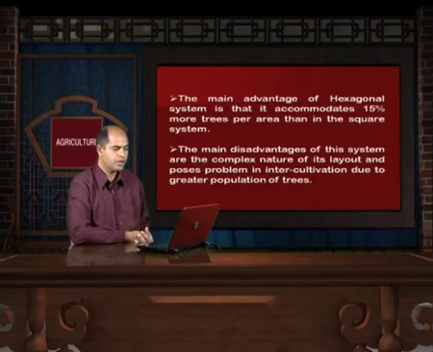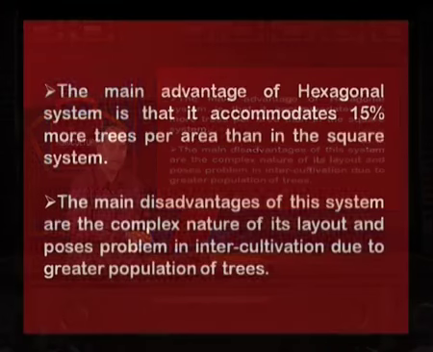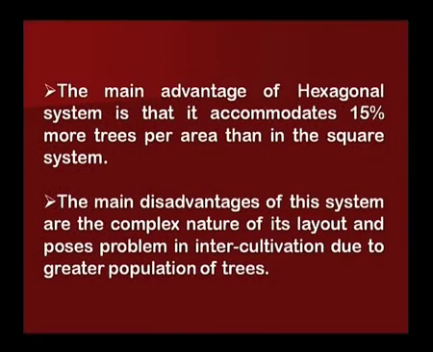The main advantage of the hexagonal system is that it accommodates 15% more trees per area than the square system. The main disadvantages of this system are the complex nature of its layout and the problem in intercultivation due to the greater population of trees.